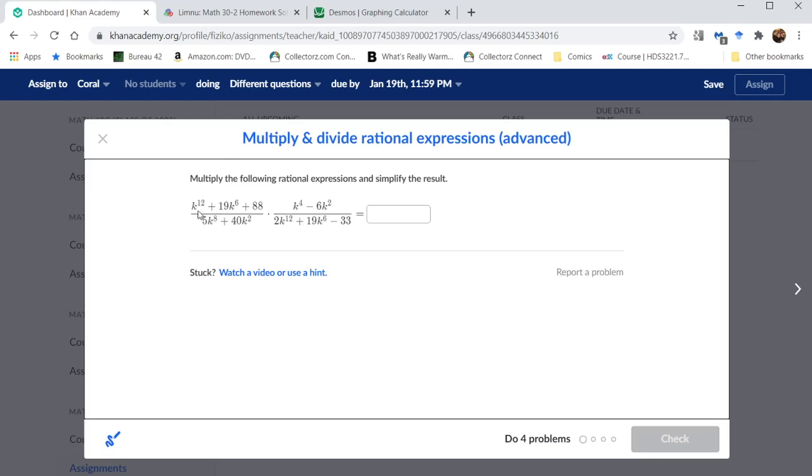In this case, we've got k to the 12 plus 19k to the 6 plus 88 over 5k to the 8 plus 40k squared. We are going to want to simplify this as much as possible. So we'll start with transferring it to the whiteboard.